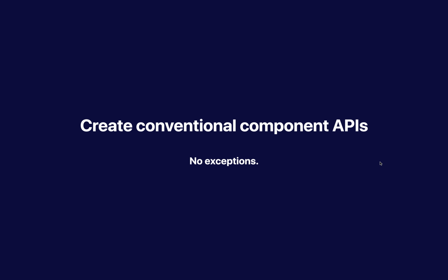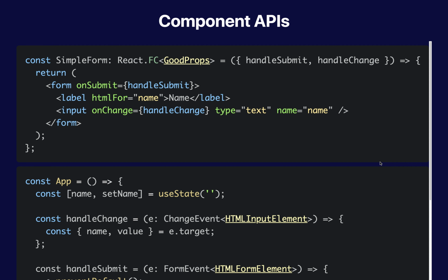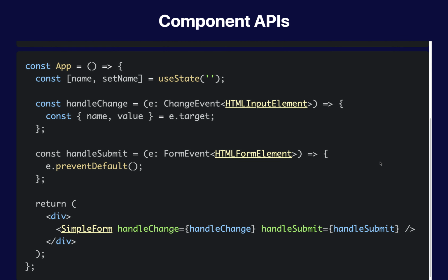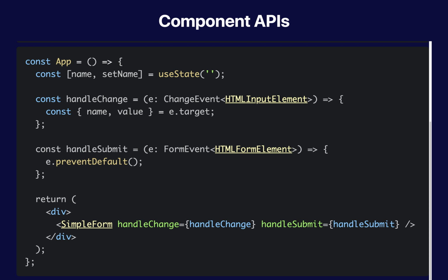My next point is that you should always create conventional component APIs, and there should be absolutely, positively no exceptions to this. So up the top, we've got a component called SimpleForm. It takes GoodProps as its interface. And on that, there are two functions, handleSubmit and handleChange. We can see that handleSubmit is going on our form element, handleChange is going on the input element. And so their intent, their purpose is communicated very quickly, very effectively. It's very clear. And then down below, we have an App component where we're actually going to use SimpleForm.